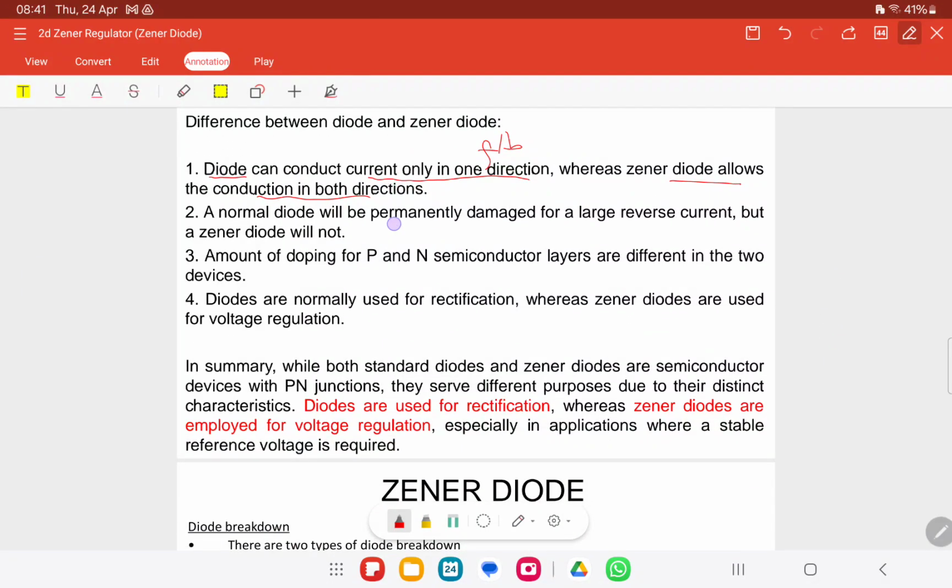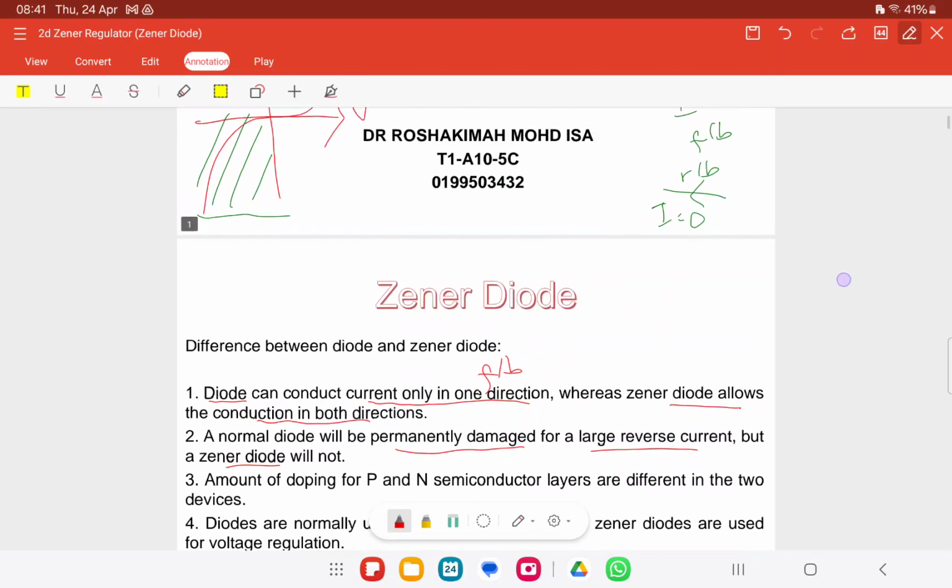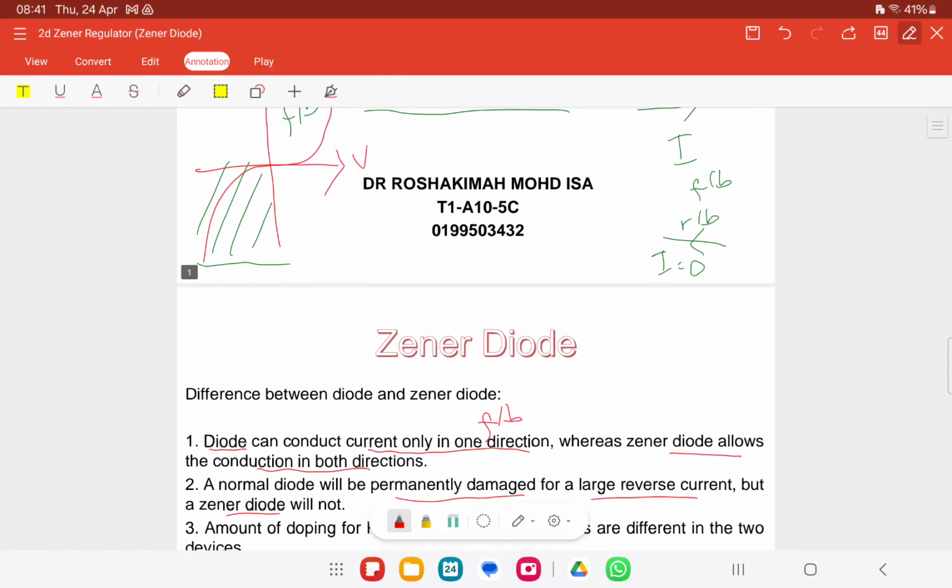Okay, a normal diode might be damaged if we have a large reverse current, but the Zener diode will be safe to use, but only until a certain amount. It is not that even minus 100 amperes is still okay. No, it is until a certain amount.